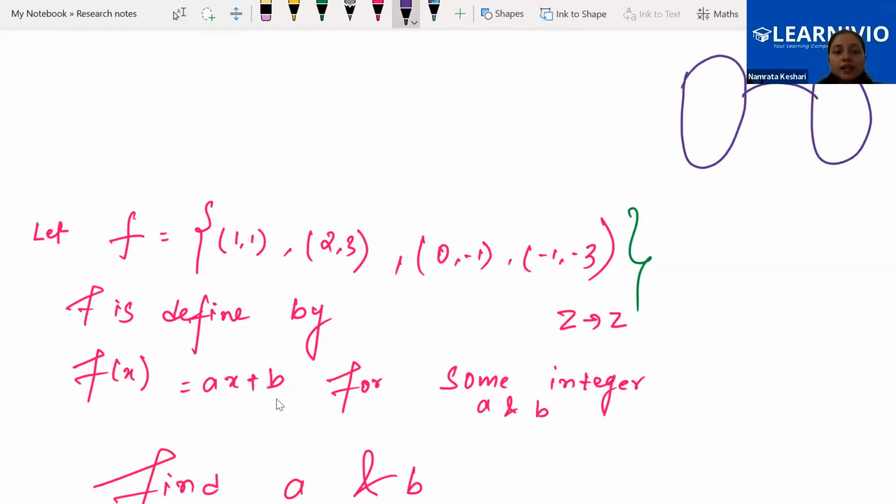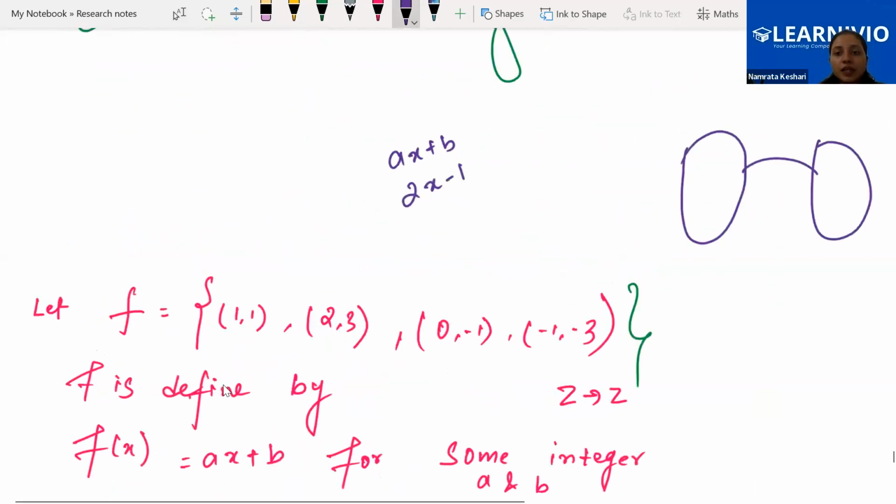Like we got here, ax plus b was there. A we got as 2 and b we got as -1. Okay. Here, this is related to 2x minus 1. If you will give the input 1, you can check it. When you will substitute 1 over here, the output will come out as 1.